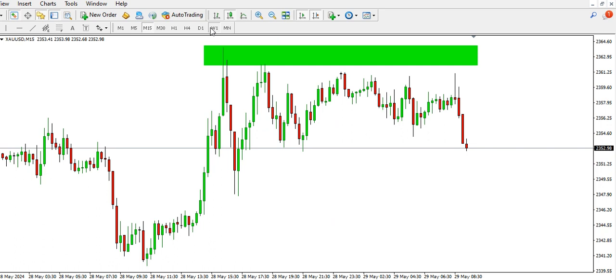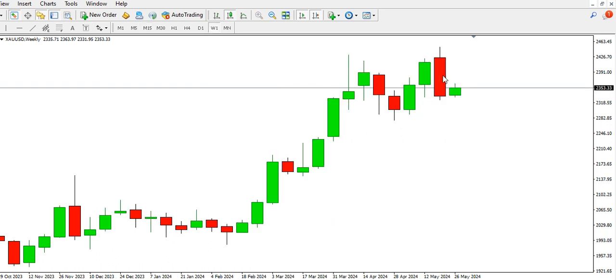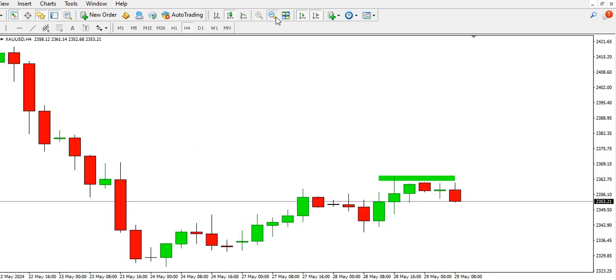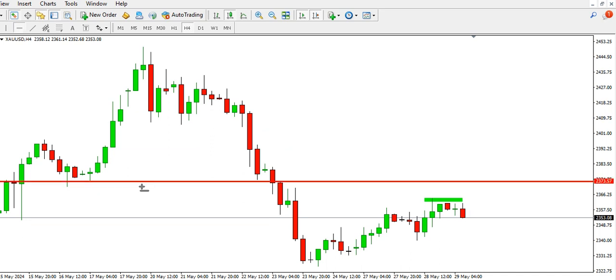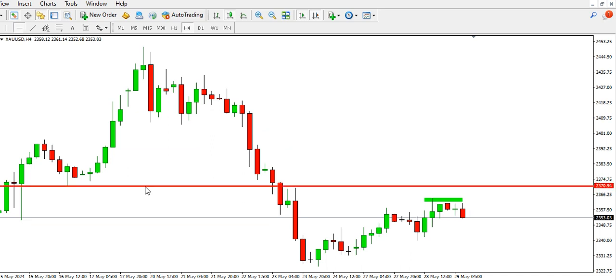remember the weekly time frame has given us a bearish engulfing pattern, so most likely bearish. And then on the 4-hour time frame, you can see this particular bearish move. It broke the structure around there, more like a change of character. All right, around here you can see the clean break, and then this particular support area is becoming a resistance area, so look for selling opportunities.